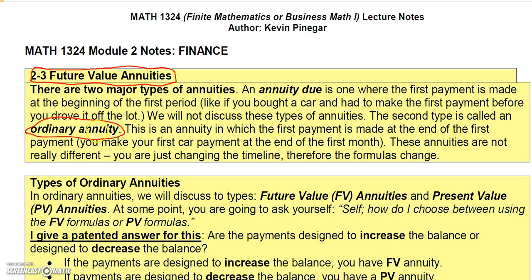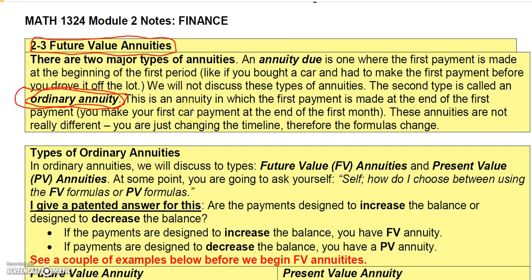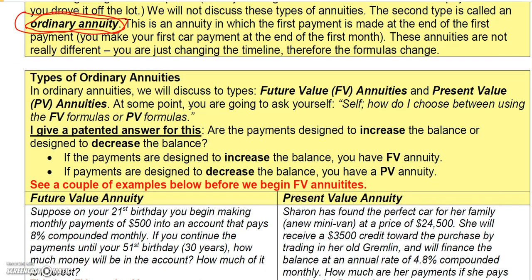See, when you have annuities, like if you're making multiple payments on something, you could have your first payment made at the beginning of the first period or at the end of the first period. So we're going to focus only on ordinary annuities, and that's where you make your payment at the end of the first period. So whatever the period is, whether it's months, quarters, years, the first payment will be made at the end of the first period.